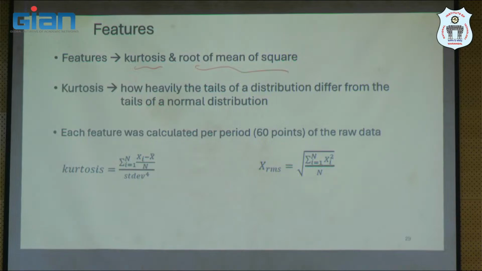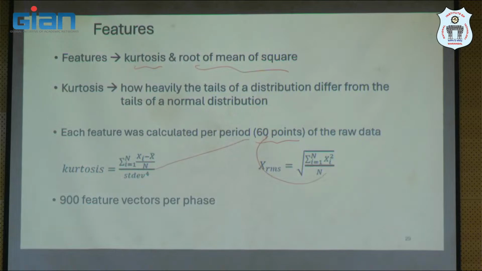Okay. And x RMS is the square root of the summation i equals 1 to n of xi squared over n. Again, we are looking at 60 points, so n is equal to 60. So every cycle I am calculating kurtosis and RMS, and overall I had 54,000 points. If I divide by 60, I will have 900 feature vectors per phase. I have collected 3 line-to-line voltages, so each line-to-line voltage would generate 900 feature vectors of 2 dimensions, kurtosis and RMS.